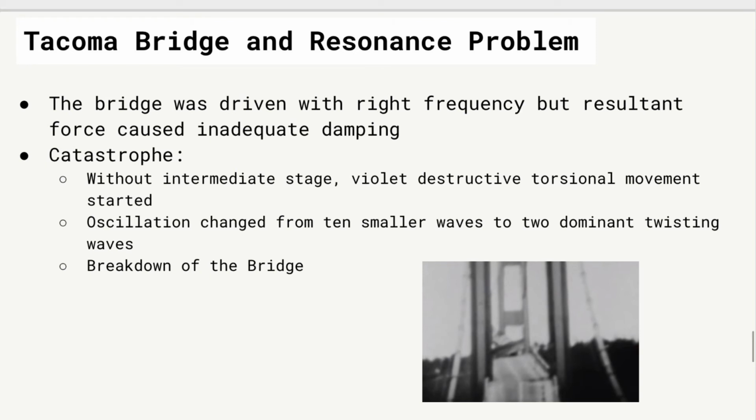Continuing from the previous slide, the bridge was driven with the right frequency, but the resultant force from the wind caused inadequate damping. Following the day when the bridge collapsed, the small oscillations became violent destructive torsional movements. Oscillations turned into two dominant twisting waves, which caused the bridge to collapse in the middle.